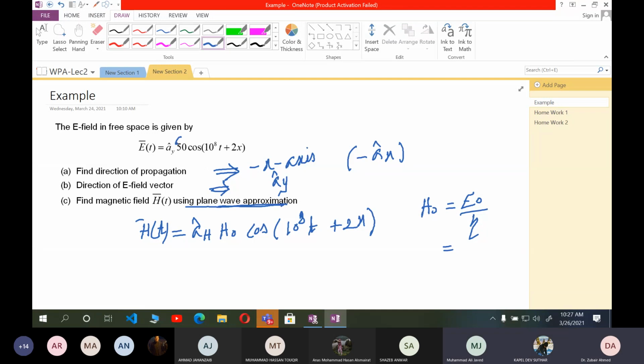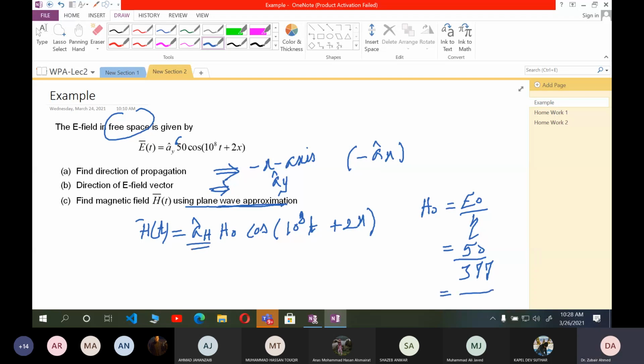And what is E naught here? It is 50. And we are talking about free space, so eta will be 377 ohm. If you want to use the exact value, it is 120 pi. So in this way, you will get the value of H naught.